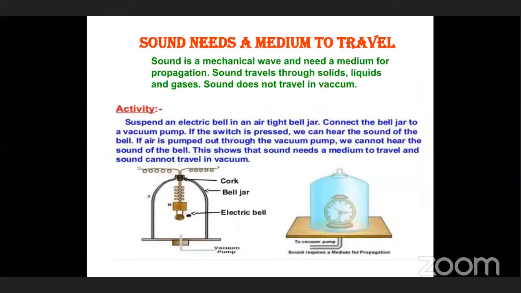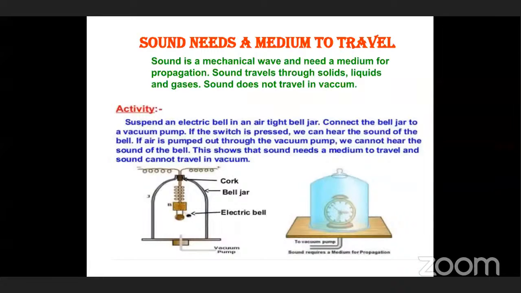Imagine, students, that you all are standing in a science lab of your school, right? And you are studying this activity. Here, a teacher has taken an electric bell in an airtight bell jar and connected the bell jar to a vacuum pump. If the switch is pressed, we can hear the sound of the bell.